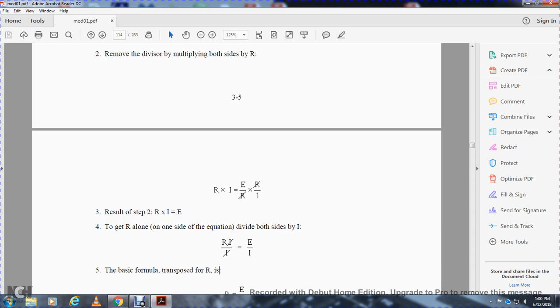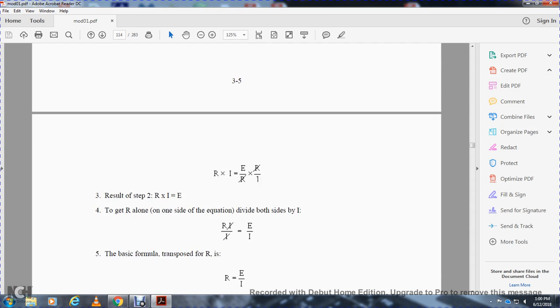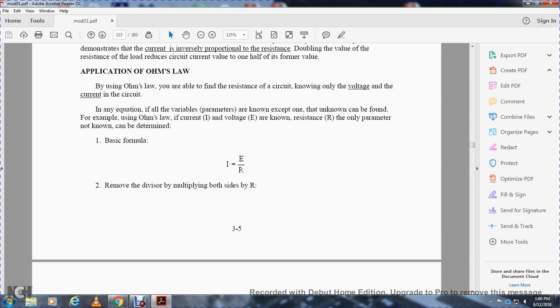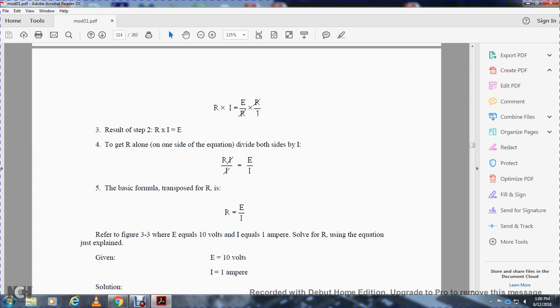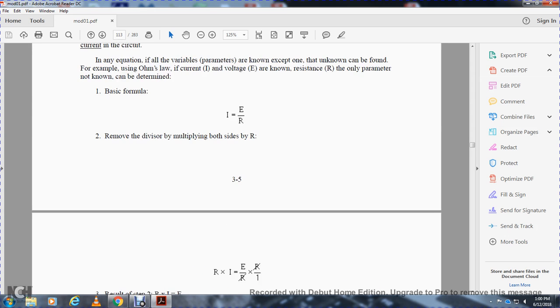The basic formula transposed to solve for R is, so you have ohms equal to volts over amps. For example, R equals 10 volts over 1 amp, where I equals 1 amp, so you solve for the ohms using the equation just given.